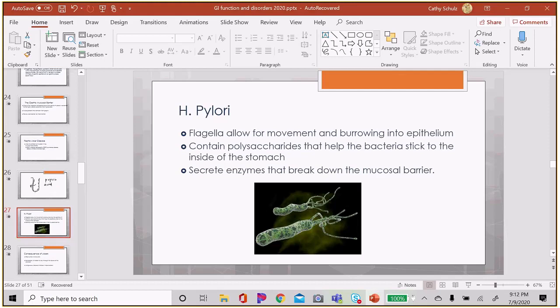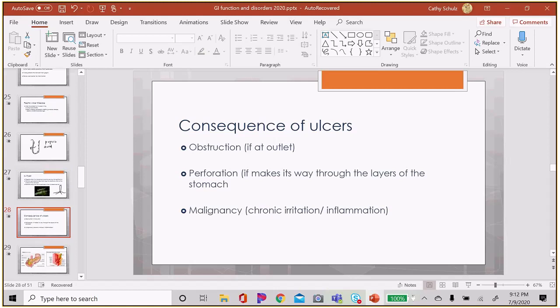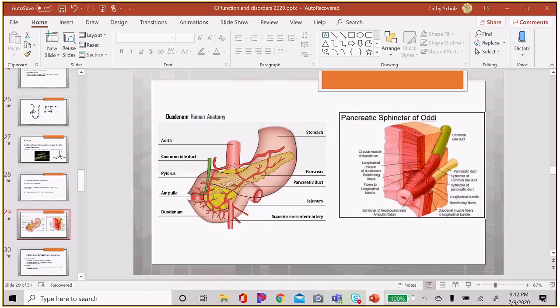causes a problem with the mucosal layer, because this particular bacteria, these flagella, the end of that bacteria can spread into the mucus and release enzymes and break the mucus down. So it makes the stomach vulnerable to gastric erosion. And the consequences could be perforation, obstruction if the inflammation is near the stomach outlet, or certainly cancer. And then, of course, we use a Pepcid of some kind to try to change the acid environment of the stomach.